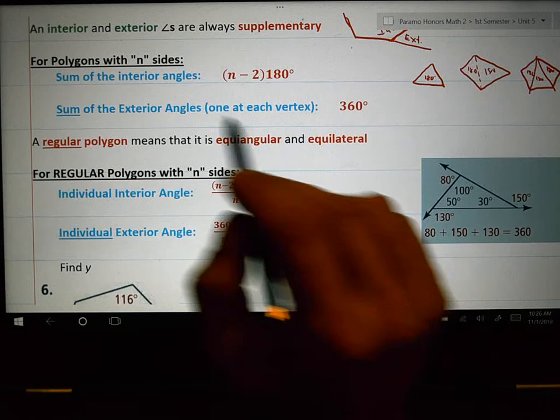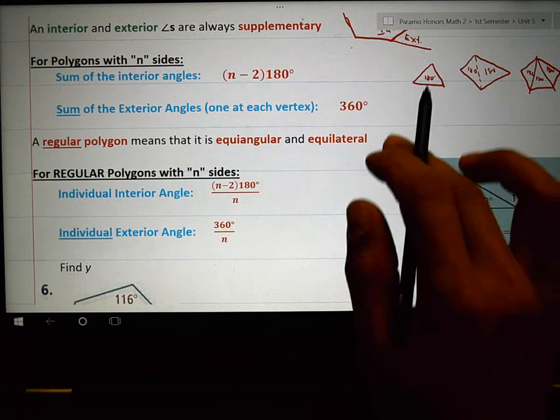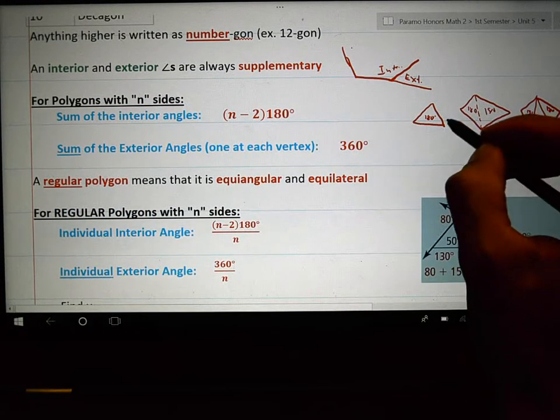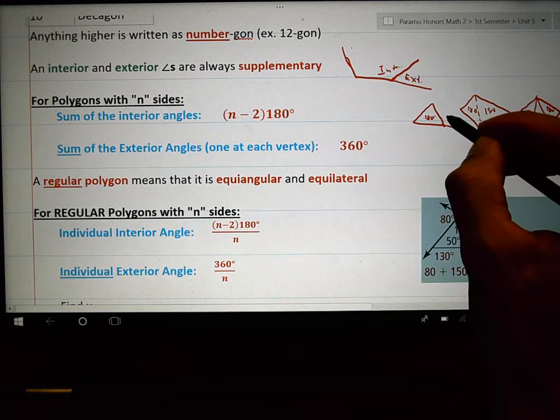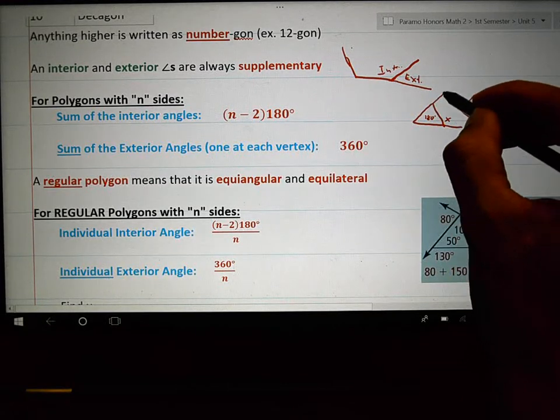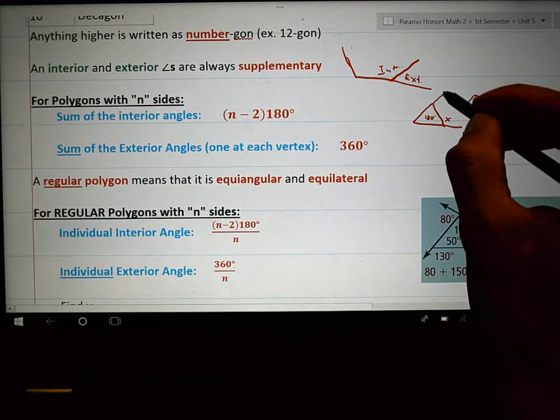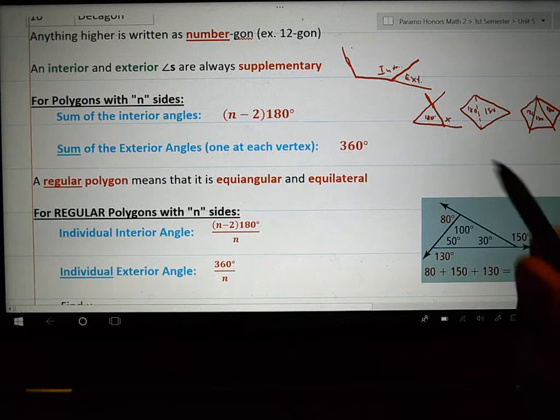Now, if we were to talk about the exterior angles, if I were to take this exterior angle, let's do this one instead.